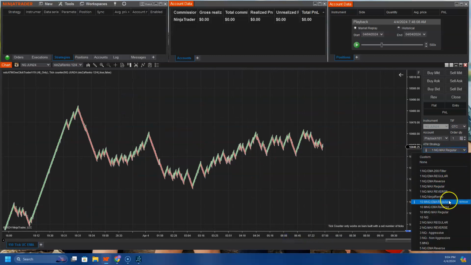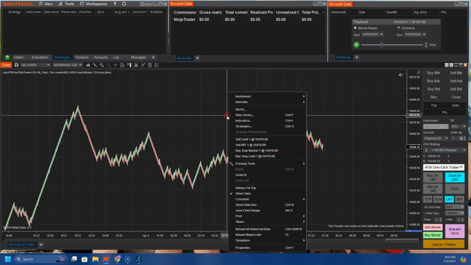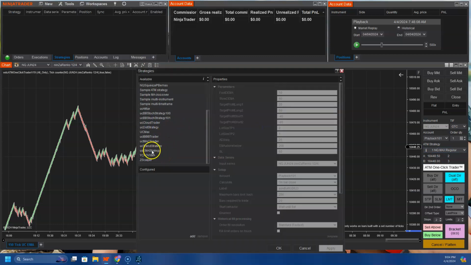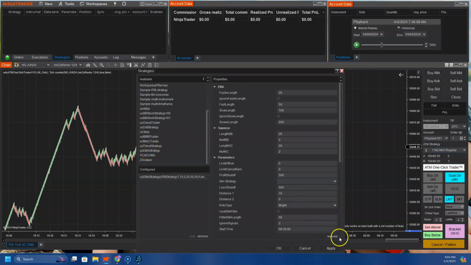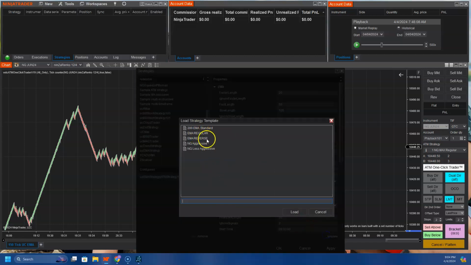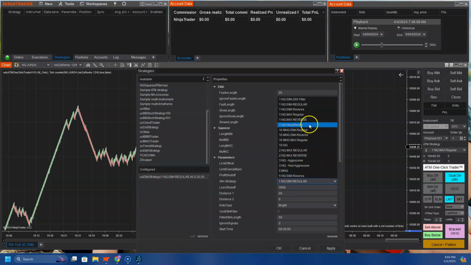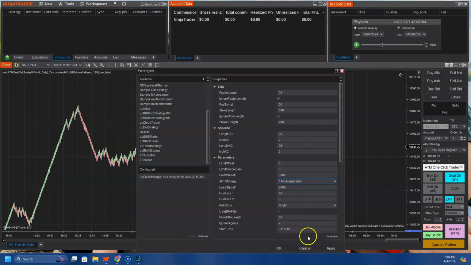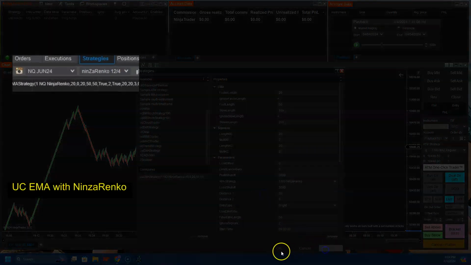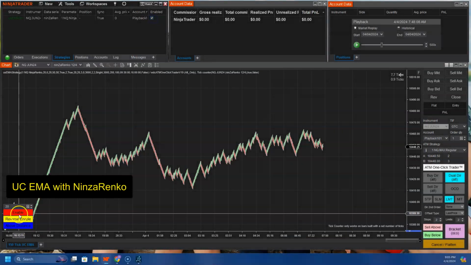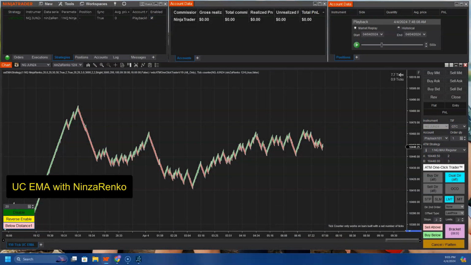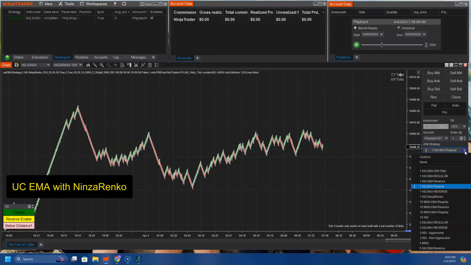What we'll do, I think I do have a NinjaRenko template. So let's do this. Strategies. Let's do EMA. Load. Regular. I think the way she did it was she was ignoring these. Let's just keep this to Renko. Okay, and the distance was 20. Apply. Okay, enable below distance 20. That's what the setting was. I just want to see what the template is.